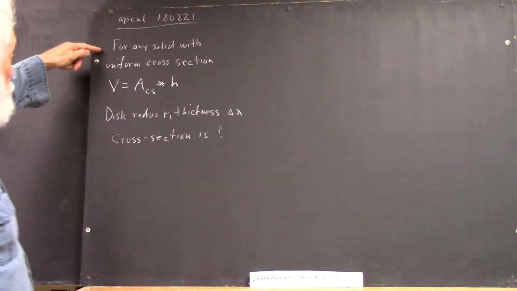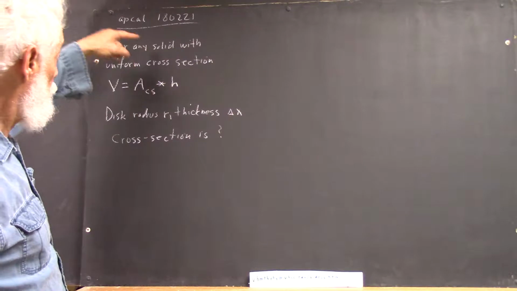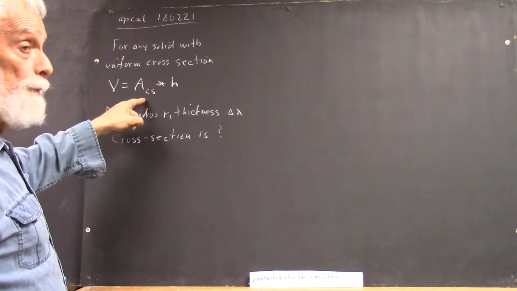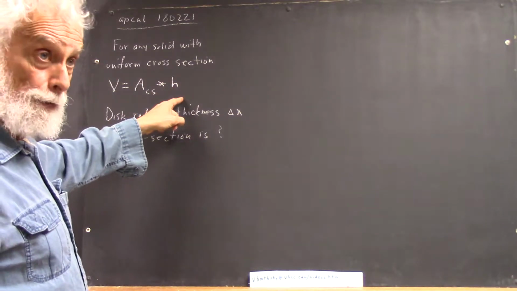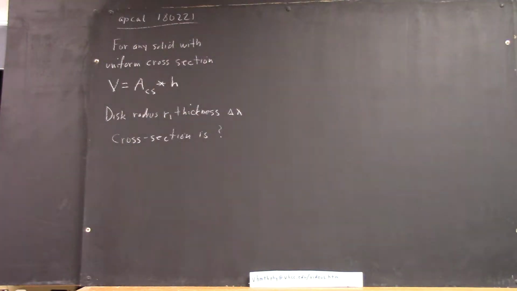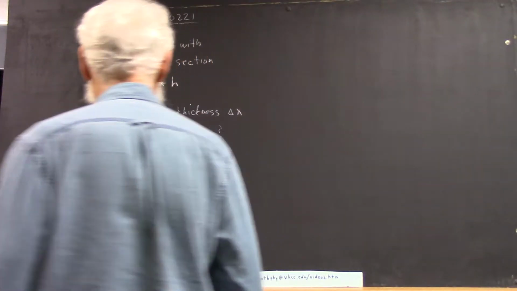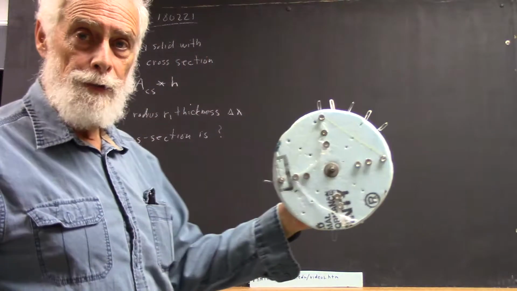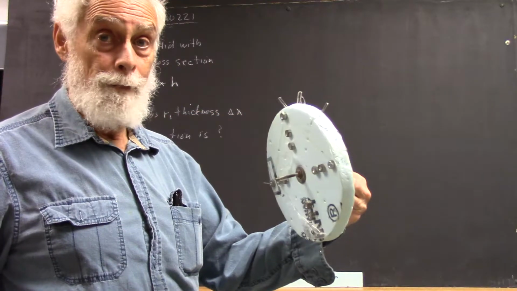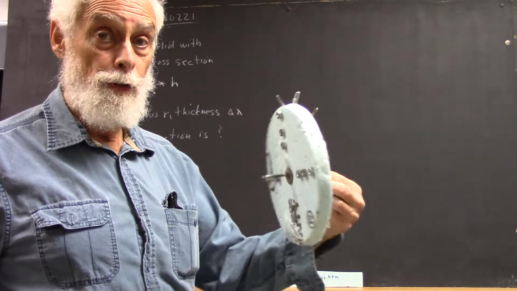Okay. Using the fact that for any solid with a uniform cross-section, its volume is equal to its cross-sectional area times its altitude. Okay? And we're looking at the volume of a disk. Now, what I have here is pretty much a disk, although it's a little bit beveled. Okay? So it doesn't have a uniform cross-section.